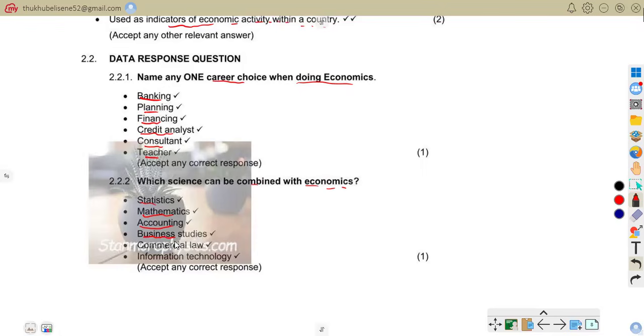Business studies teaches how businesses operate and are managed, for example, learning marketing strategies. Commercial law deals with laws related to business. Information technology, that is when we're talking about the IT. So let us move on to 2.23.